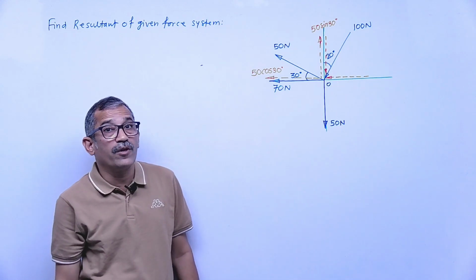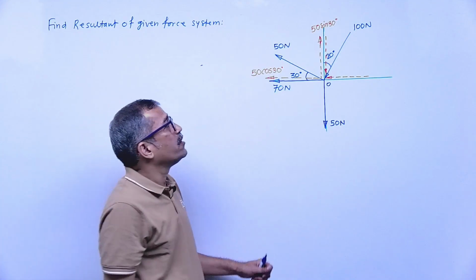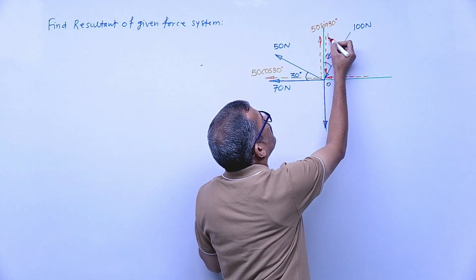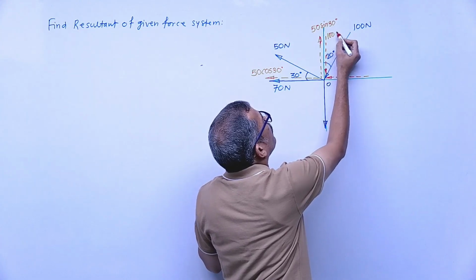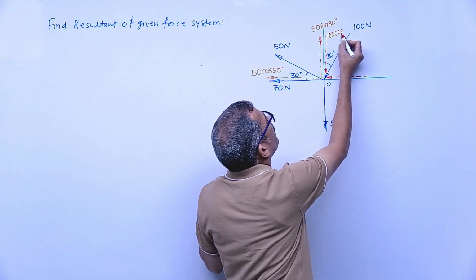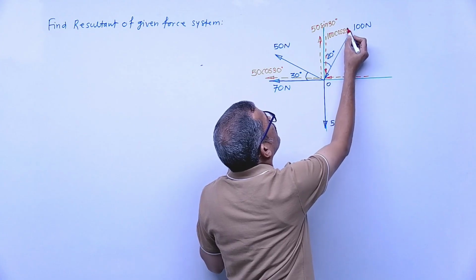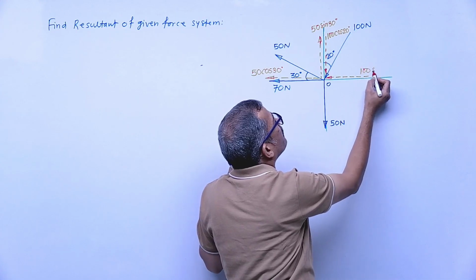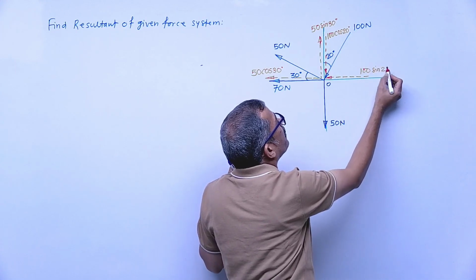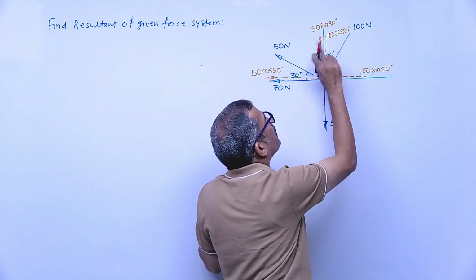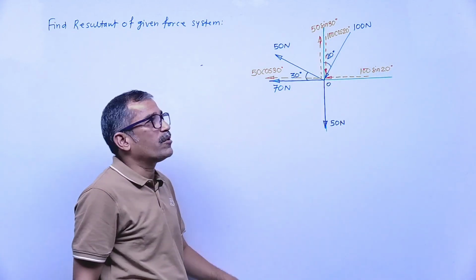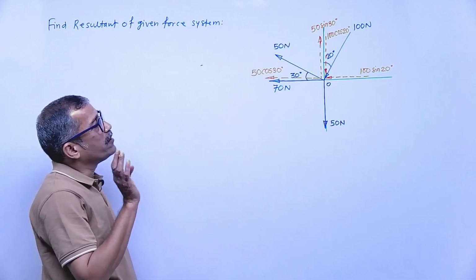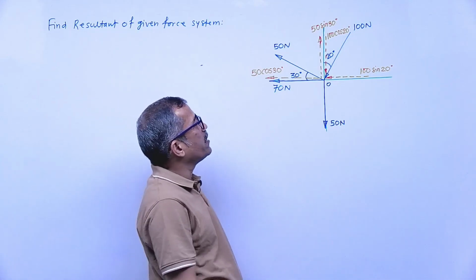So what is the vertical component? Cos. What is the magnitude? 100 cos 20 degrees. The horizontal component is 100 sin 20 degrees. The component with which the angle is given is cos; the other component is sin. Now, in the horizontal direction how many forces are acting?